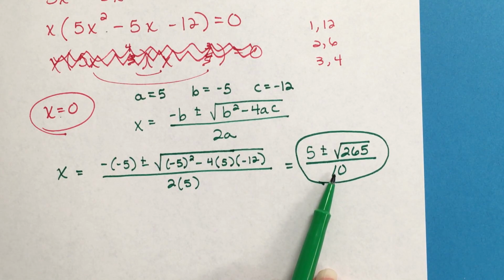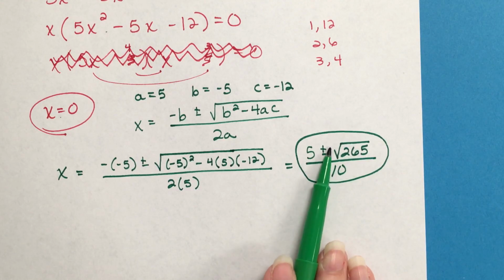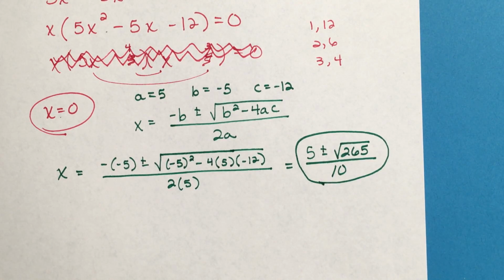We had talked about canceling when we did quadratic formula back earlier, and you would have to have simplified this and have a number out front, and then if you could reduce those three numbers, then you would reduce those three.